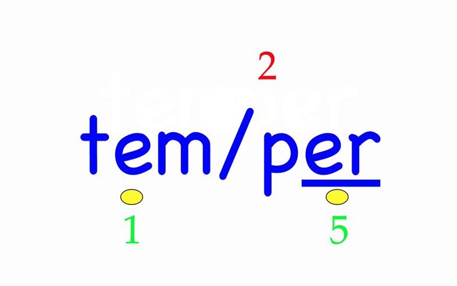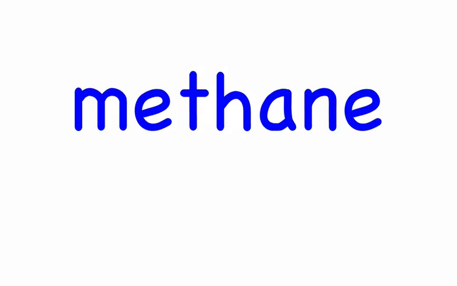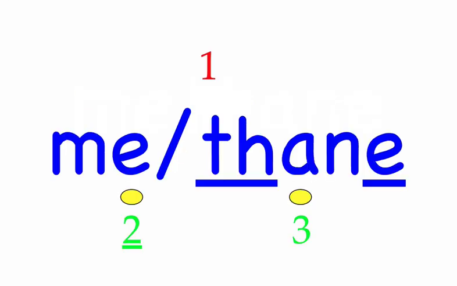Methane. Methane is a chemical compound. Methane. Me, two sounds: m, e. Thane, three sounds: th, a, n. Methane. Mark the word. Here we have an exception to vowel group 2 in the E, because E here is representing its short sound, not its long sound, so we underline the 2.